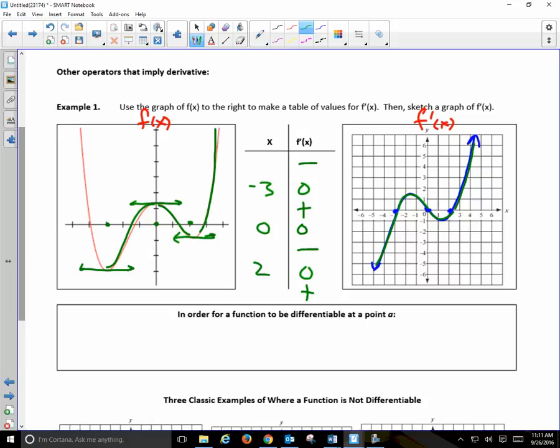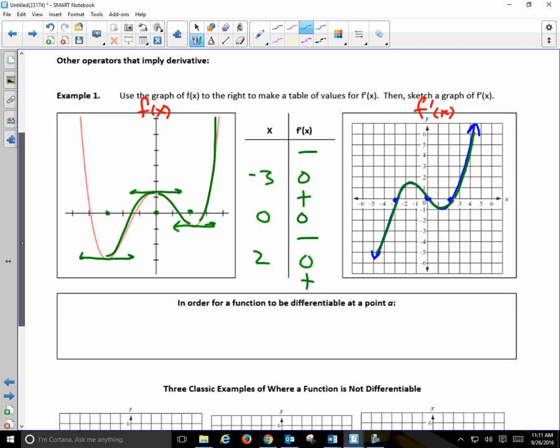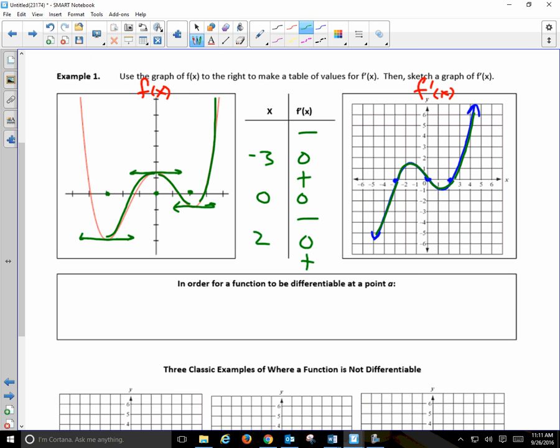Positive. Now, I started with a fourth degree. When I took the derivative, what did I get? A third degree. Before I started a second degree, I got a first degree. So every time we take the derivative, what happens to the degree? It does drop by 1. So that's something you can keep in mind. So we're going to do a bunch of examples like that.